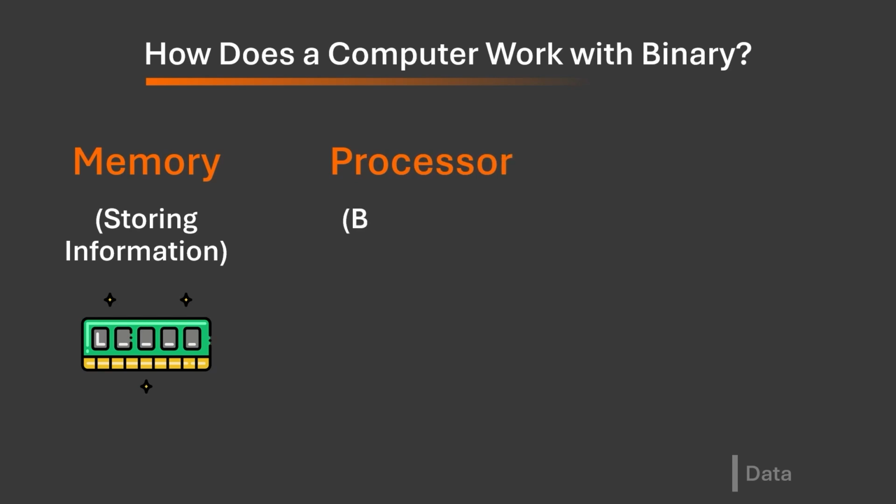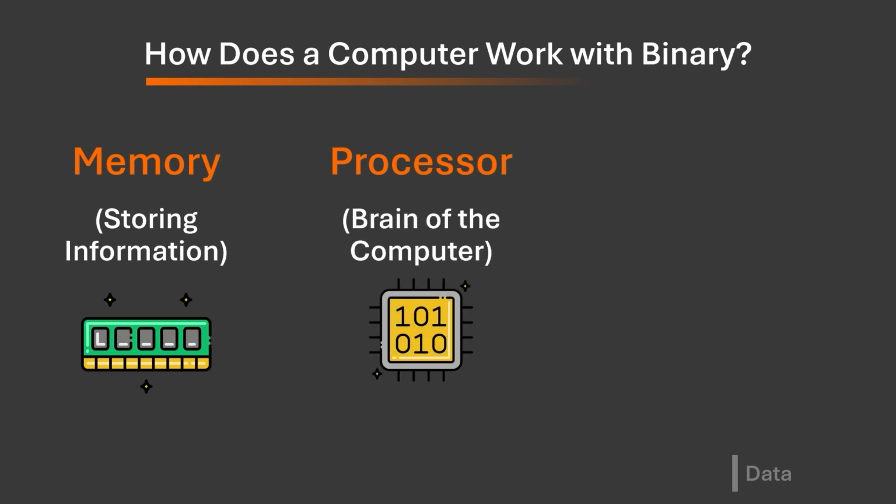Then we have the processor or CPU, which is the brain of the computer. It performs all the calculations and decision making. Imagine the processor as a super fast worker who can only think in zeros and ones. For example, when the computer wants to add two numbers, it takes those two numbers, breaks them down into zeros and ones, and performs the math based on those values.